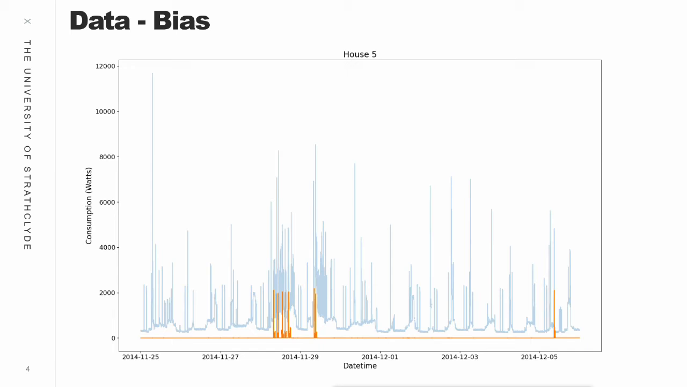Therefore, we adjust the ratio of activations to non-activations to help ensure that the network is getting balanced training and validation samples. We have found, for example, that washing machines require around 13% of training and validation data to contain activations in order to predict the appliance consumption accurately.